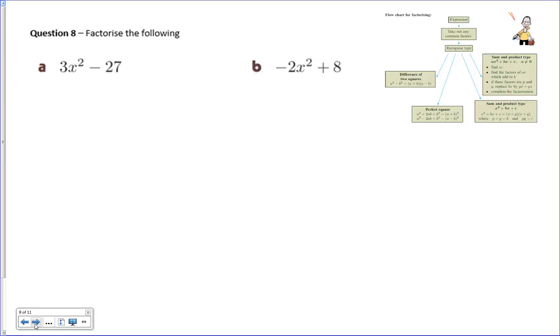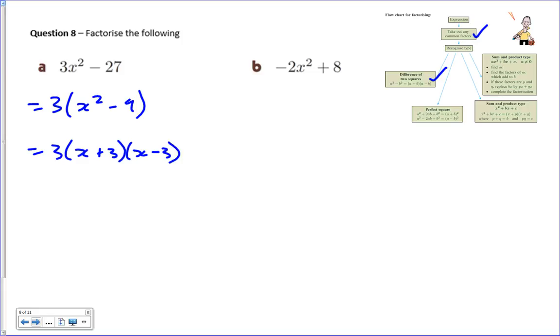Question 8. We'll go through these again and have a look. Is there a common factor? Yes, there is a common factor. So we take that common factor out, 3. So it's going to be x squared take 9. Then we look at what's inside those brackets there, and we find out it's a difference of 2 squares. So we'll leave the 3 out the front, and so it's going to be x plus 3, x take 3. And so that's now fully factorised.